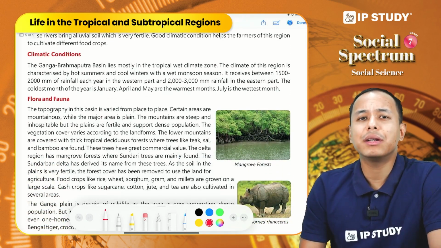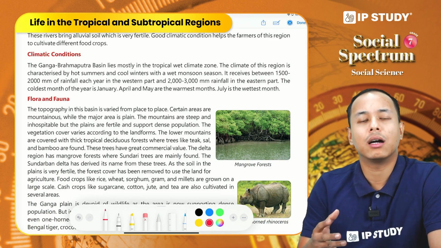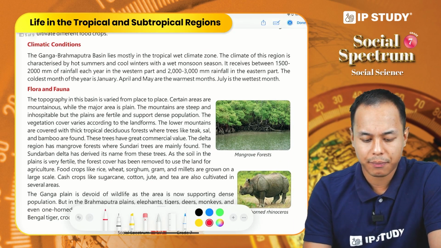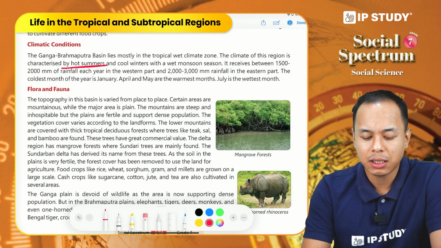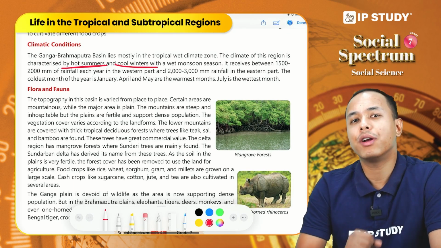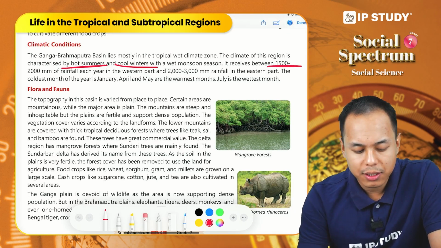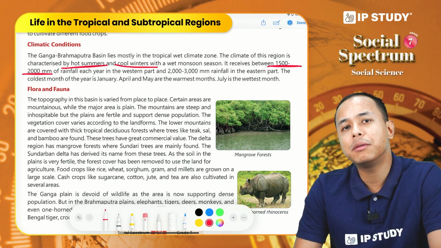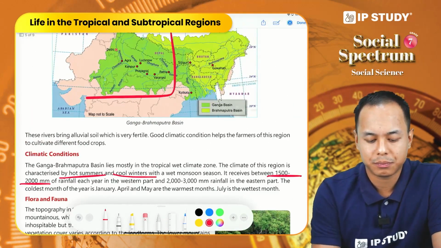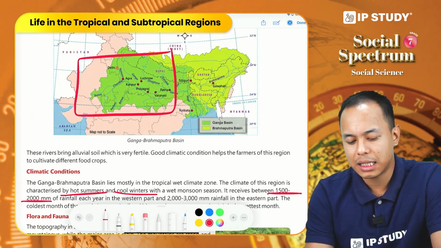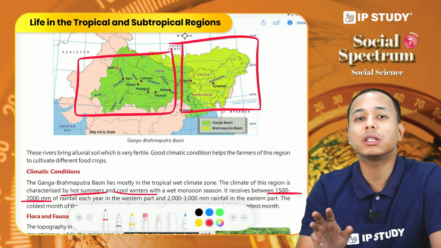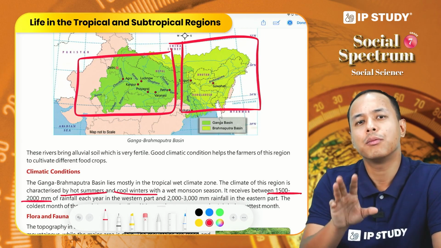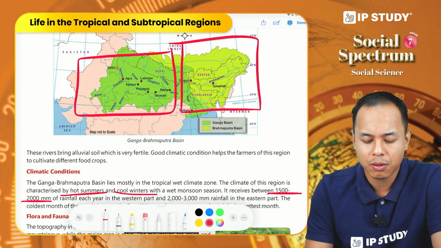When we talk about the climatic condition, we all know the Ganga-Brahmaputra Basin experiences a monsoon type of climate. It is hot in summers, cool in winter, and has a wet monsoon. Average annual rainfall is between 1500 mm to 2000 mm in the western portion. But in the eastern portion, it is between 2000 to 3000 mm. So the annual rainfall varies slightly between the eastern portion and the western portion.